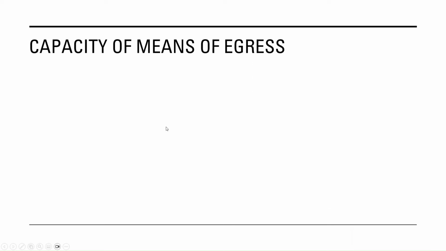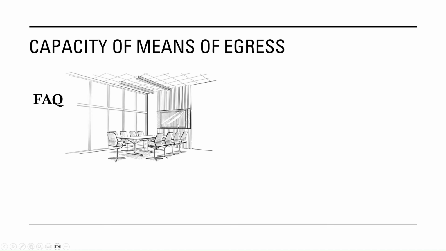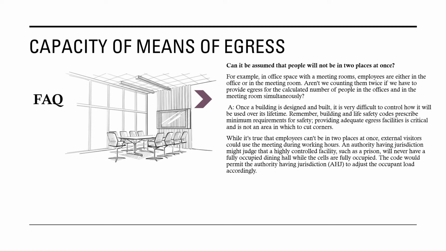Let's address a very common question. Are we counting people twice if they cannot be in two places at the same time? For example, in an office building with a meeting room, the employees are either in the offices or in the meeting room. So why do we size the egress for both at the same time? The answer is very simple. The codes assume worst credible use.